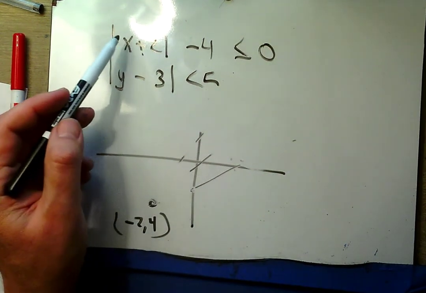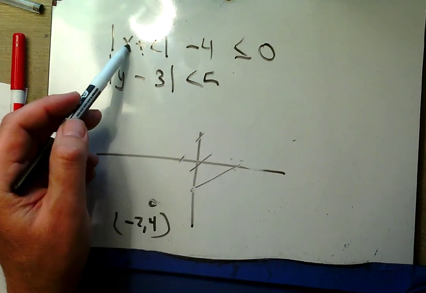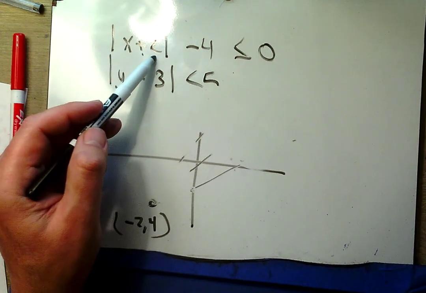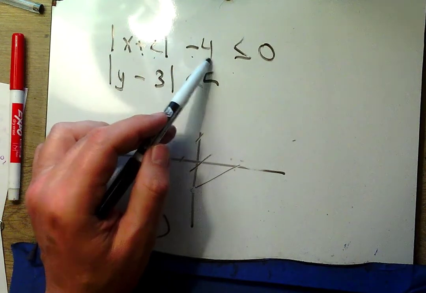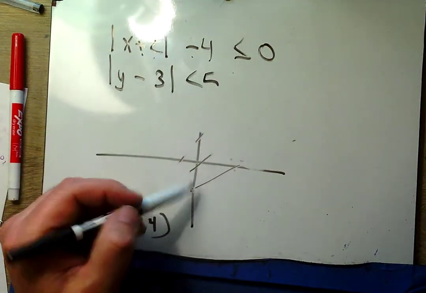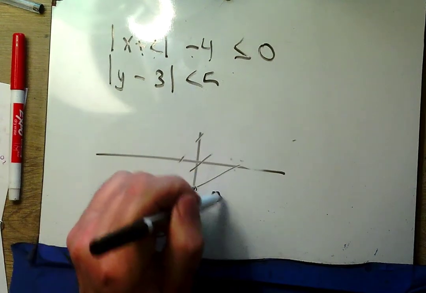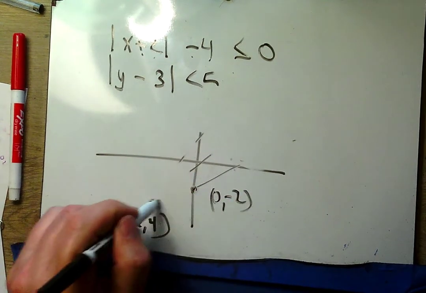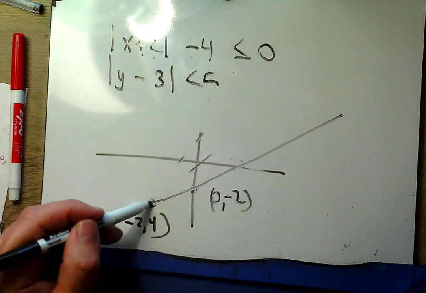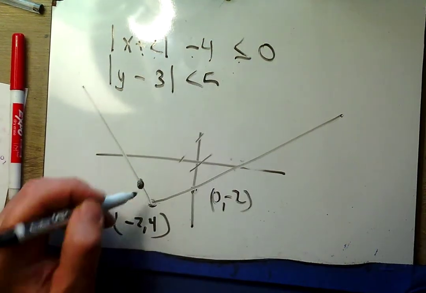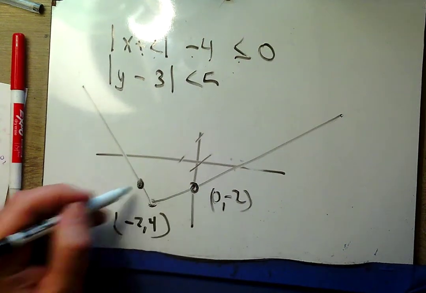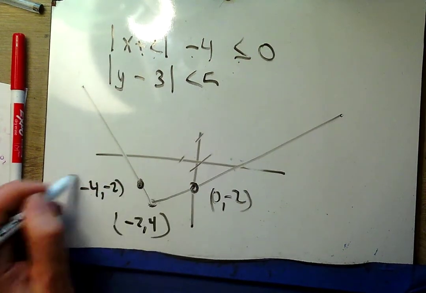So if I put in a 0 for x, I'm going to have absolute value of 2, which is 2. 2 minus 4 is -2, and -2 works for me. 0, -2. So that and that. And again, we have a solid line. I can always use symmetry to find this point over here, -4, -2.